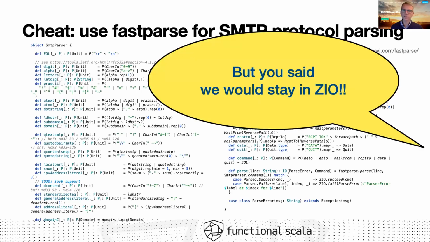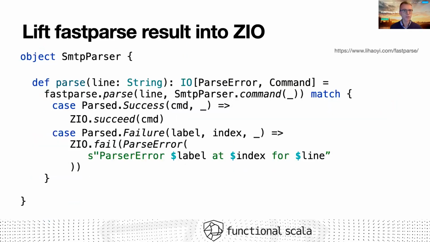But now I hear you saying, well, but we would stay in ZIO. Okay, right. That's a fair question. So I can argue here that we are staying in ZIO because fastparse itself is a very lightweight library. It has no hidden dependencies. There's no big effect system behind it. It doesn't create new threads or anything of that kind. So it's basically plain Scala. So we can just invoke it. And when it's done, we can lift the result into our ZIO effect system and work with it. And this is a way how we could do that.